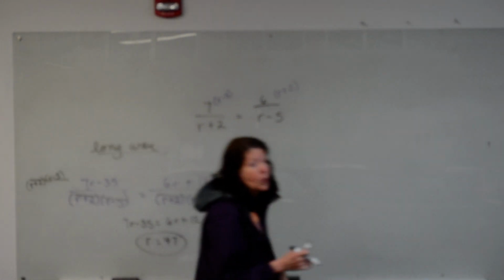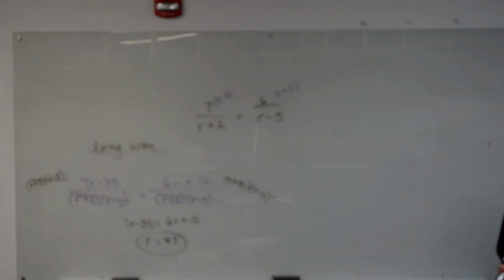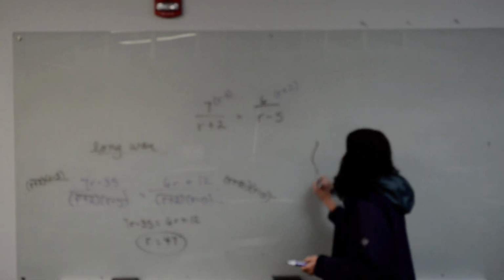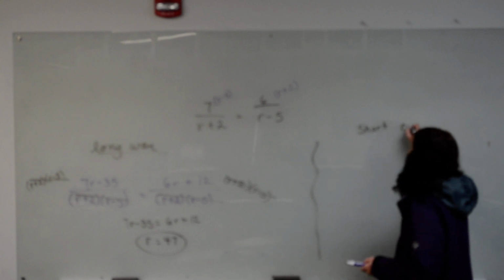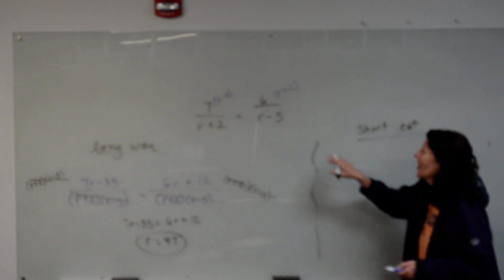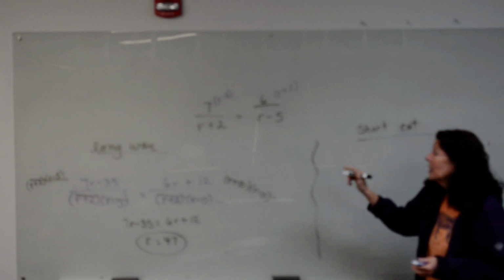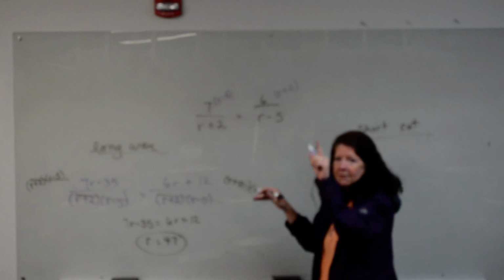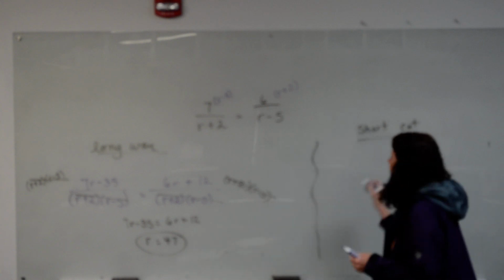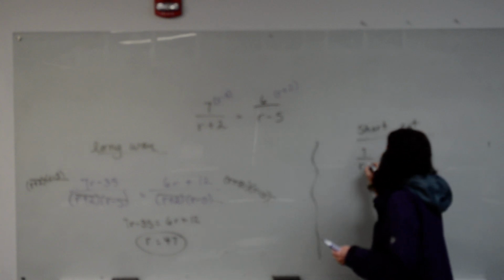All right, so that's the long way. That's done just like what we did on the other one. Here's the shortcut way. The shortcut is just a guess-free answer. Now, this shortcut doesn't work on everything, but as long as I just have two fractions with an equal sign between them, I can cross product.